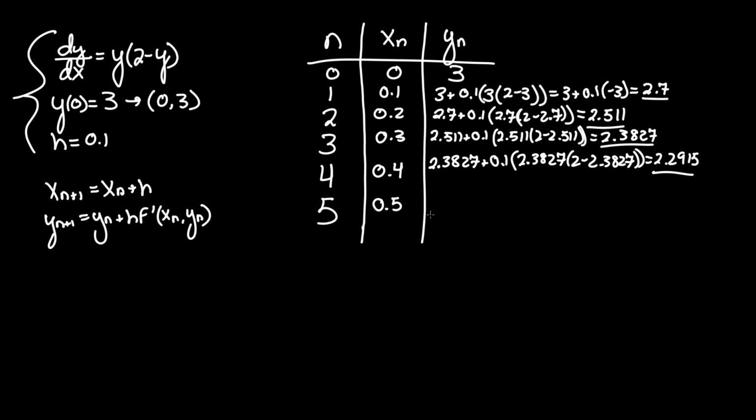Now for the last iteration, y of 5 equals the previous value of y, 2.2915, plus h times f prime, which is y of the previous value, 2.2915, times (2 minus 2.2915). So now you can kind of get into the rhythm of this pattern. And our last value of y is 2.2247. And that is all you need to do for this problem.